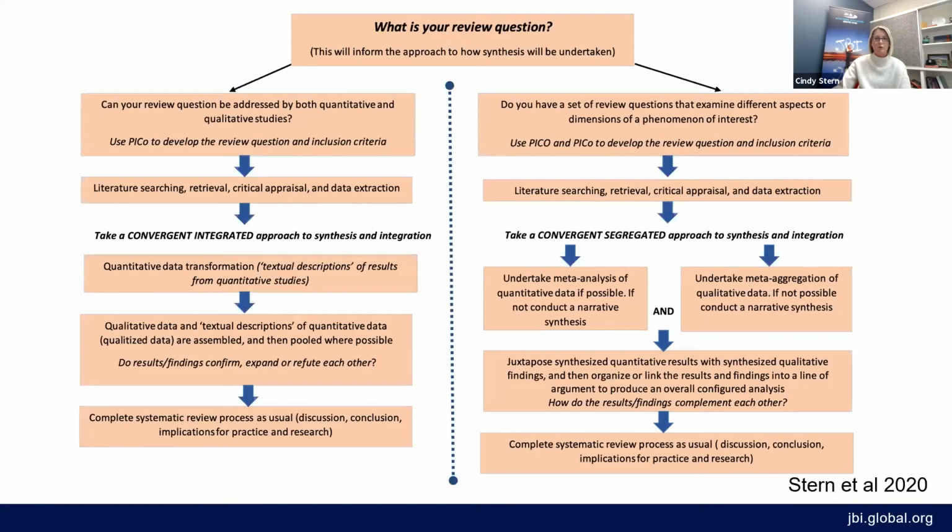So this is just a visual representation of the two approaches. The left-hand side represents the convergent integrated approach, and the right-hand side represents the convergent segregated approach. You can see on the left, the integrated approach involves data transformation, and that allows reviewers to combine the quantitative and the qualitative data, while the convergent segregated approach on the right-hand side involves independent synthesis of the quant and qual data, which are then integrated together. And what approach the reviewers choose depends on the nature of the questions posed.